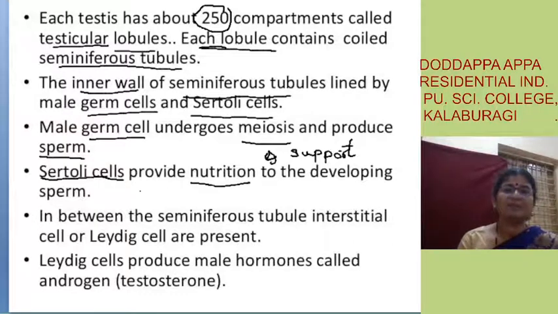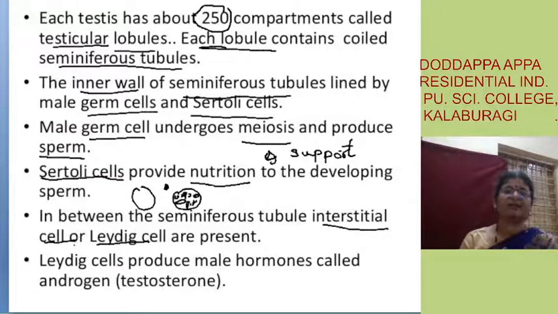The structure of the seminiferous tubule is there in the coming slide. Fine. Suppose that these are the seminiferous tubules, and here the Sertoli cells are there. In between the Sertoli cells you will see the sperms, and in between these seminiferous tubules you will see interstitial cells or Leydig cells. So in between the seminiferous tubules, what do you see? Interstitial cells, or they are also called Leydig cells.